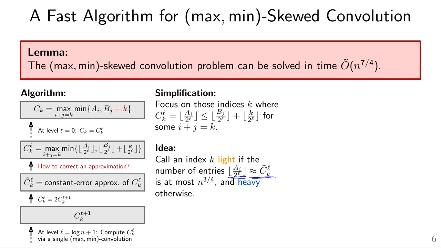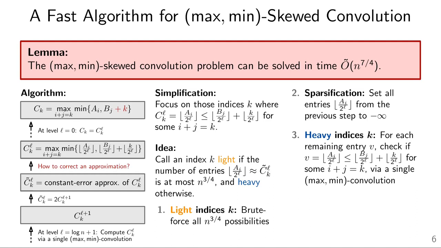So let's do it as follows. For all light indices k, we brute force over all possibilities on the left-hand side, over all values a_i by 2 to the l. There are not too many just by the definition of a light index. Afterwards, we sparsify by just throwing away all these entries and setting them to minus infinity. Okay, we only throw away those which did not occur too often, so those which correspond to light indices k. What remains is an instance where there are just not too many values a_i by 2 to the l.